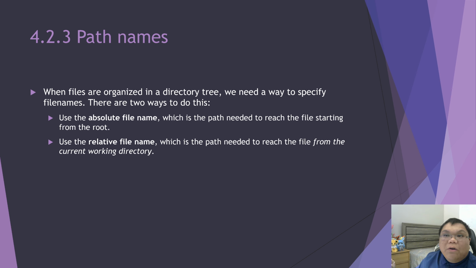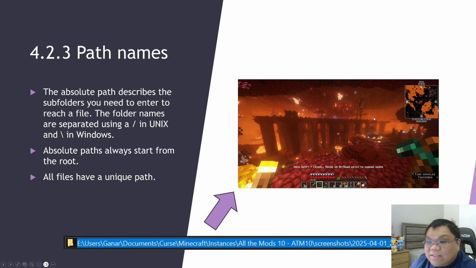If a program only needs to work within one directory, then we can use relative path names. If a program has no idea which directory to work at, or it must change from directory to directory, then we're going to want to use absolute path names. As I said, the absolute path describes the subfolders you need to enter to reach a file. Those file names are delimited using a / in Unix and a \ in Windows. And in one older system, it's a greater than sign. That is the delimiter for Multics, by the way.